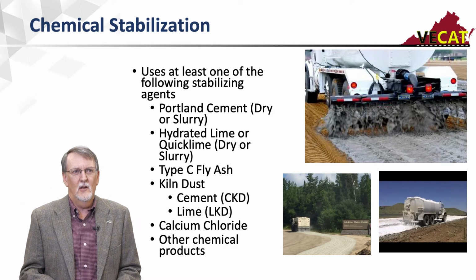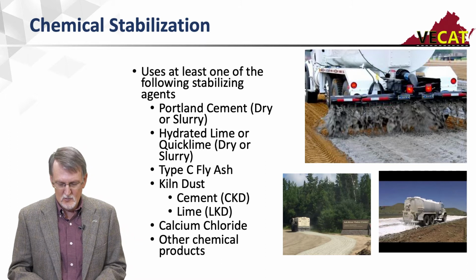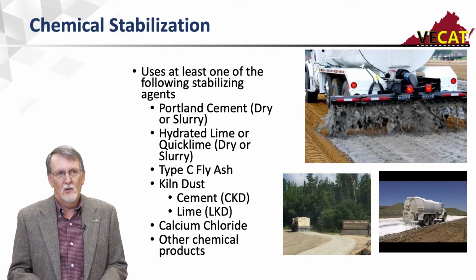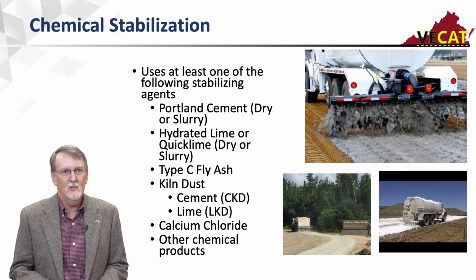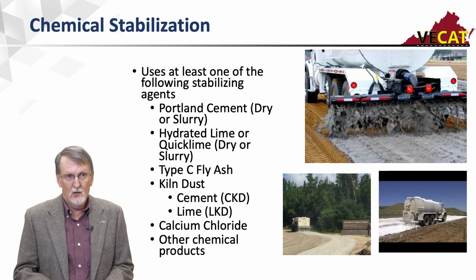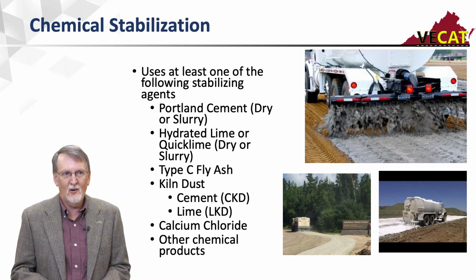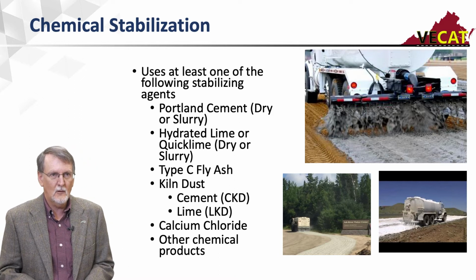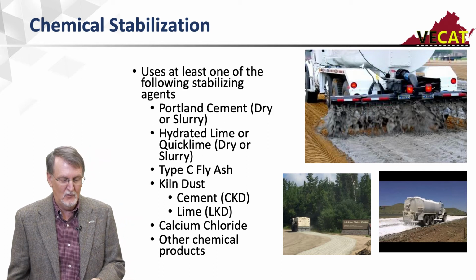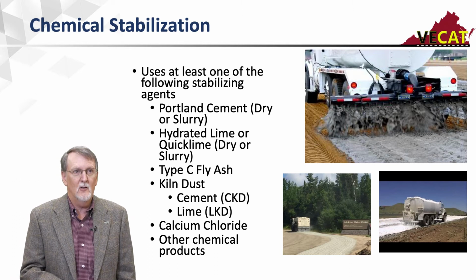And then we can use kiln dust. You can use cement kiln dust or lime kiln dust. We recommend we only use this on low volume roads because the consistency of the kiln dust products are just not that good. They vary depending on things. You get up north, we see a lot of calcium chloride used. And then there are a whole host of proprietary chemical products that are out there that are changing all the time. There's too many to actually name. But cement is by far the most common, followed by lime.